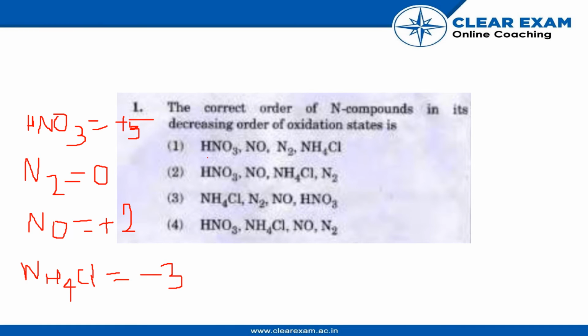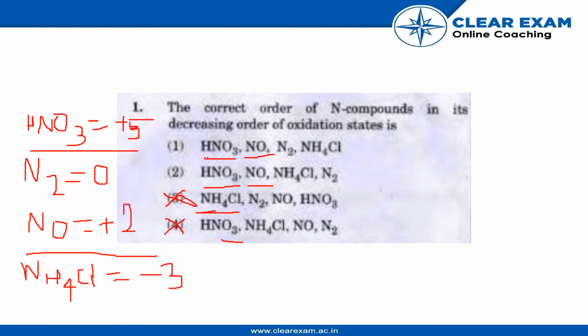So we have to do this in decreasing order of oxidation state. The highest is HNO3. HNO3 is here, here and here, so this one is wrong, because it is not having the highest oxidation state first. Then second in decreasing order is NO. NO is here, here, and not there, not in the fourth. So the fourth is the wrong answer.